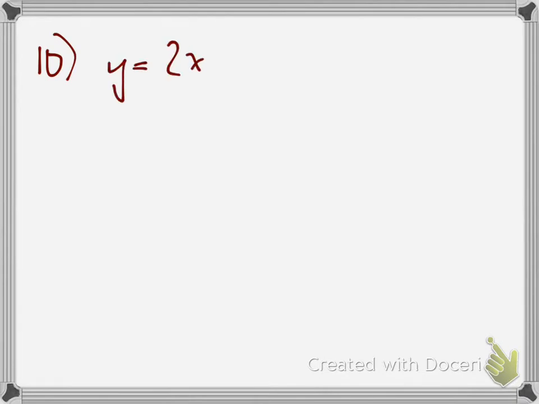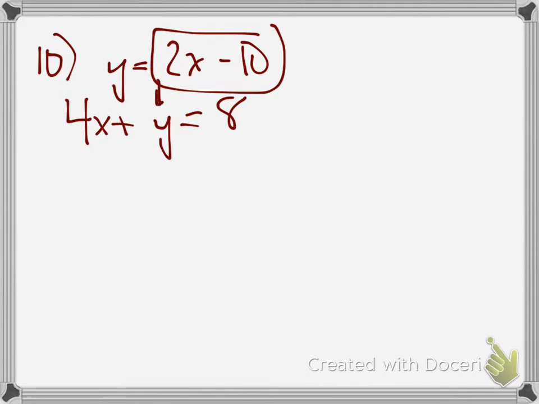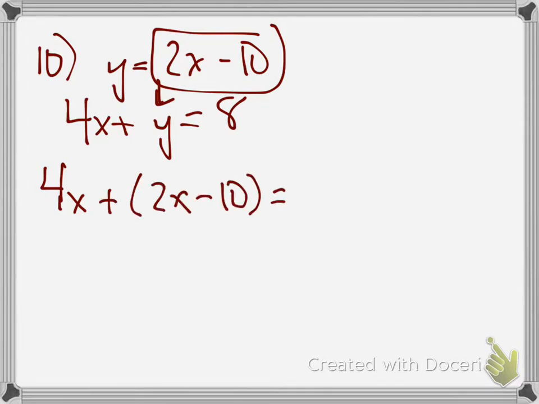Y is equal to 2x minus 10. 4x plus y is equal to 8. So I'm going to put this 2x minus 10 in place of the y. 4x plus parentheses 2x minus 10 equals 8. There is no number in front of the y. Notice there was no number there.